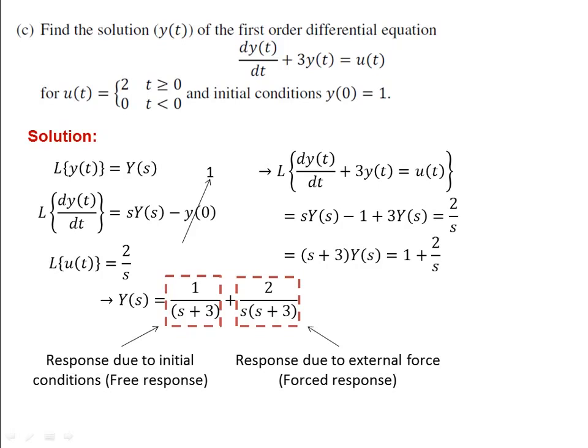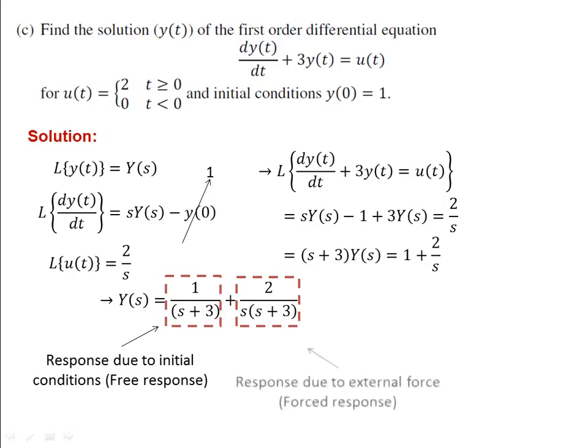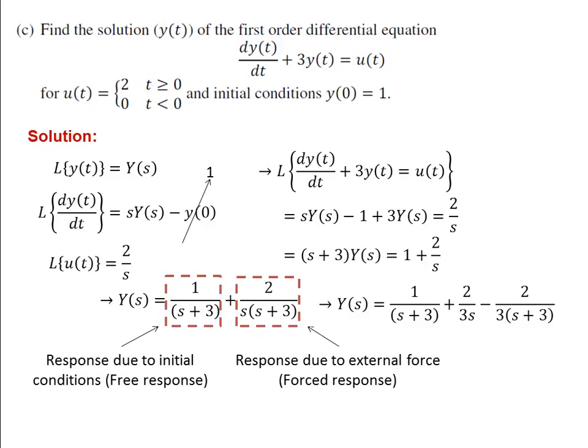If you solve these equations, your time response will be composed of the Laplace inverse transform of these two fractions. To solve this, I need to use partial fractions for the second part, the forced response. After applying the partial fraction, my Y(s) will be equal to 1 over s plus 3 plus 2 over 3s minus 2 over 3(s plus 3).